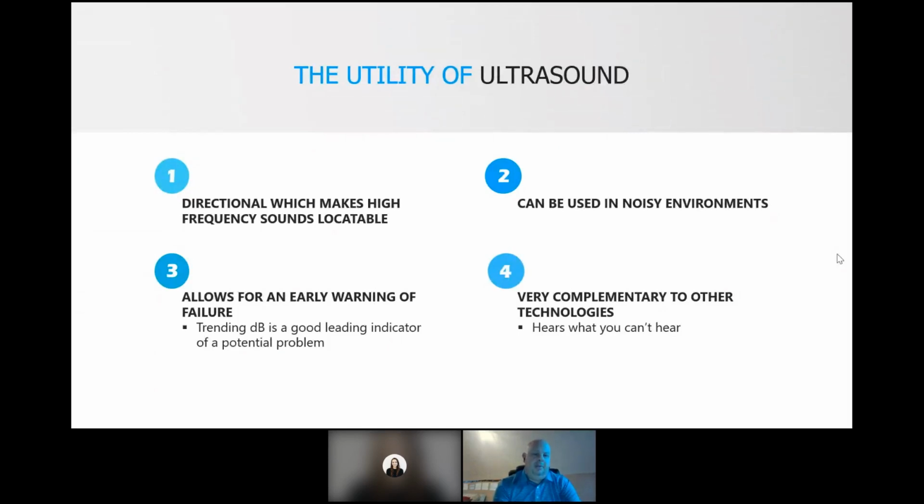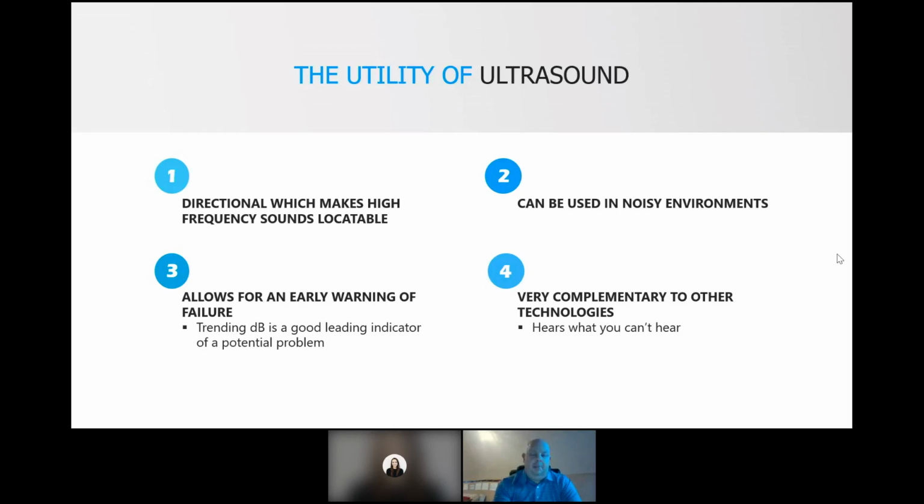Number three here, it allows for an early warning of failure. If we are listening to a bearing and we are trending the decibel level over time, because we're just listening for slight changes in dB or noise, that trending becomes a really good leading indicator of a potential problem. And we pretty well know what that problem is if we know the increase in dB, either above a baseline dB reading for that bearing, or an increase above the previous dB reading. We can pretty well know if that bearing is just in need of lubrication, or if it is now in a failure mode that is beyond a lack of lubrication.